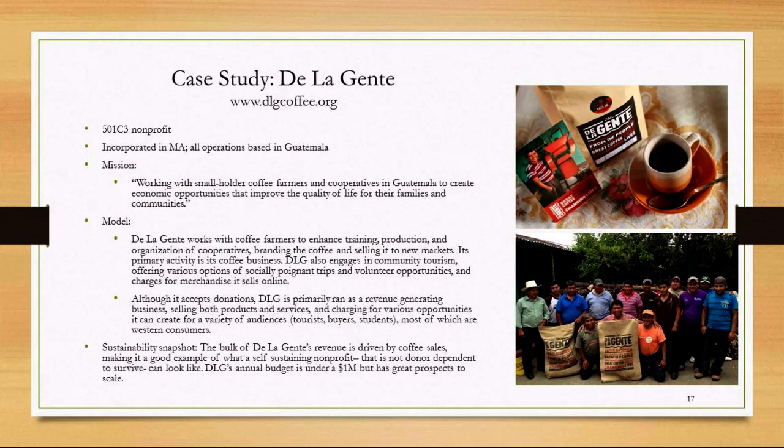Again, the bulk of De La Gente's revenue is driven by coffee sales, making it a good example of what a self-sustaining nonprofit looks like that is not donor dependent. However, again, it's worth mentioning that their budget is under $1 million, with great prospects to scale, but there are some limitations in terms of what scaling can mean. So I wanted to show you a smaller profile next to a larger one, which we just looked at in Root Capital.